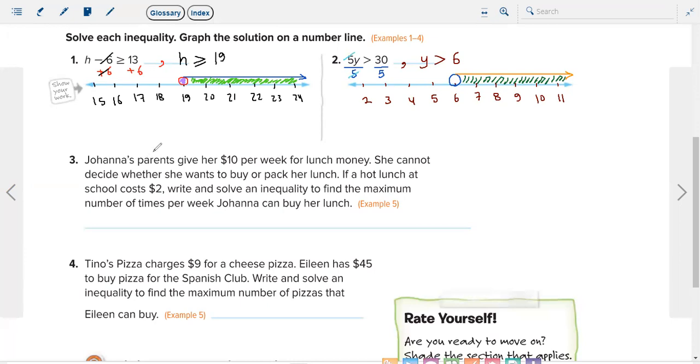Problem number 3. Joanna's parents give her $10 per week for lunch money. She cannot decide whether she wants to buy or pack her lunch. If a hot lunch at school costs $2, write and solve an inequality to find the maximum number of times per week Joanna can buy her lunch.